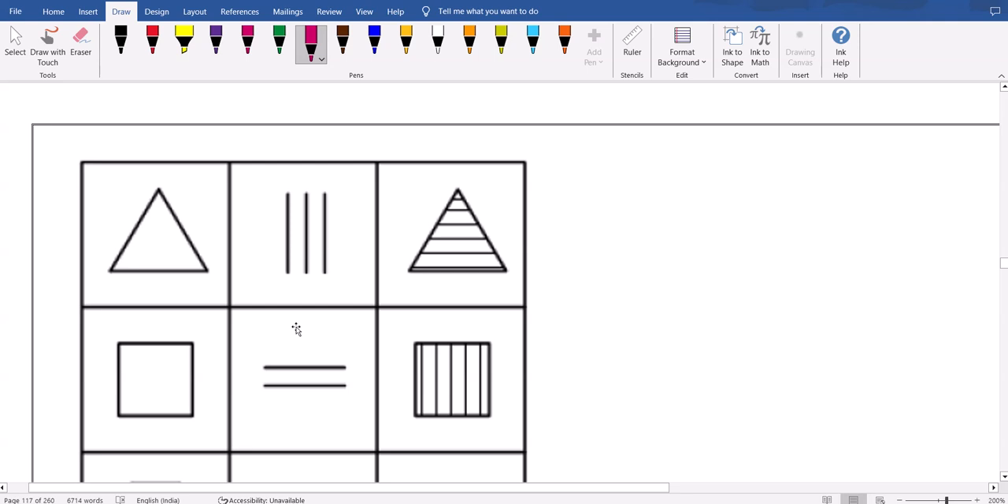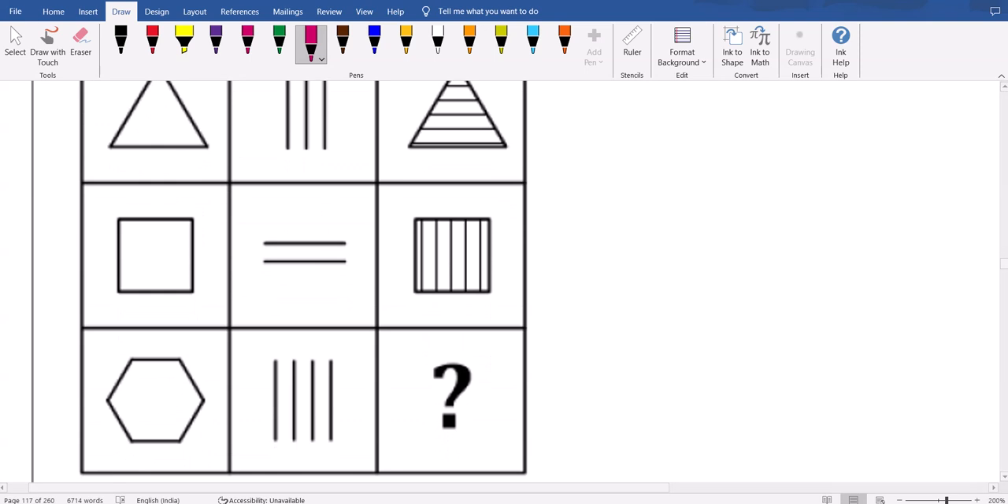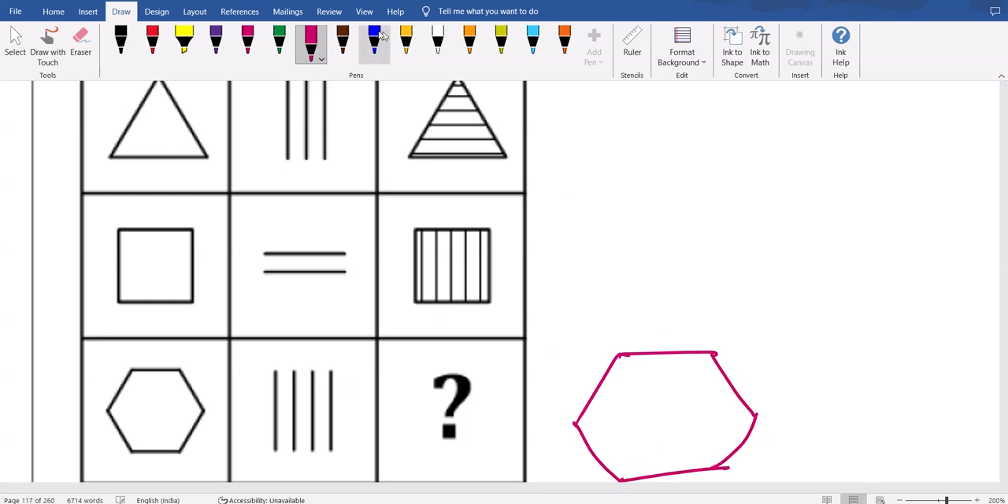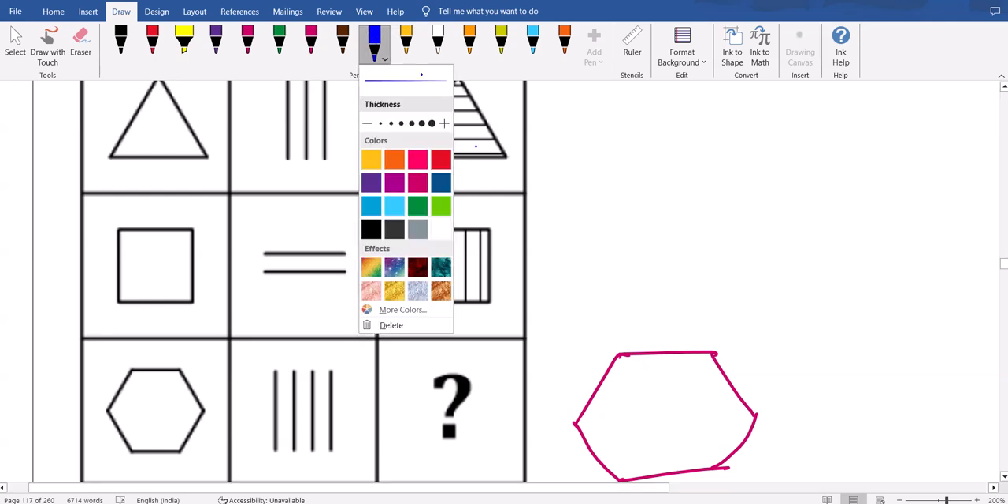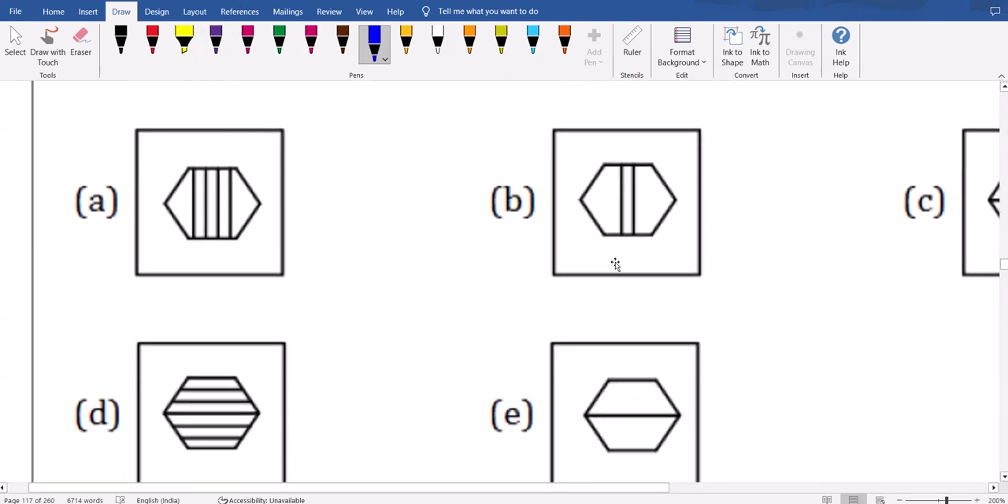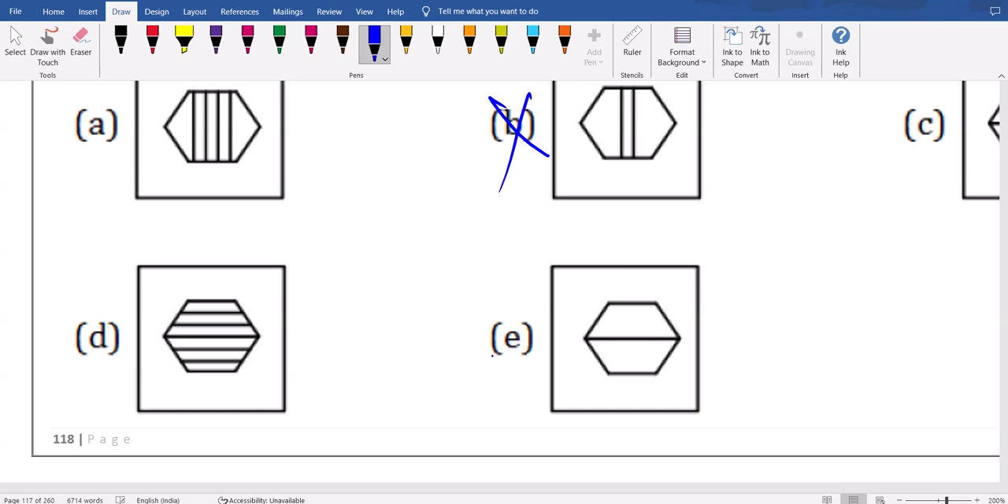Next one, fine. See, the outline shape is the same, but here vertical lines are converted to horizontal. Horizontal converted to vertical here should convert to the outside shape. The outside shape must be a hexagon, and we need lines in horizontal, not vertical. We need horizontal. Not one line.